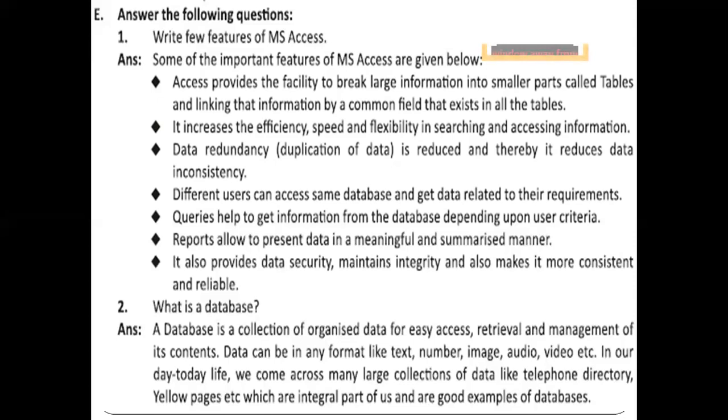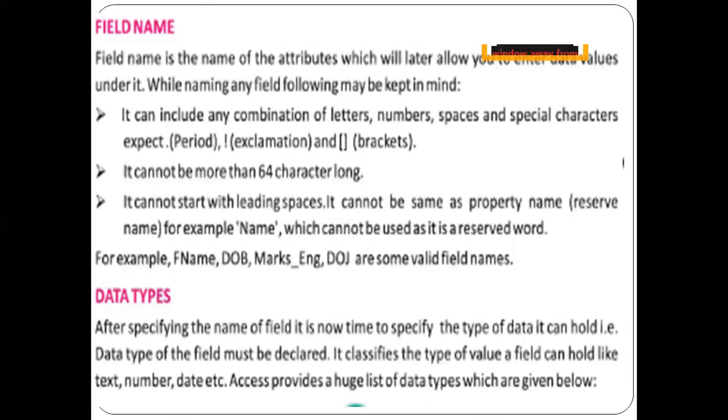Now we will move to the continuation of this chapter, lesson number 4, Access 2007. In that, the first topic which comes, now we have already learned about tables, attributes, fields. Now in detail, we are going to study what we can do in tables, what is actually a record, what is actually a tuple, and so on. So the first thing which comes in this is the field name. So field name is the name of an attribute which will later allow you to enter data values under it.